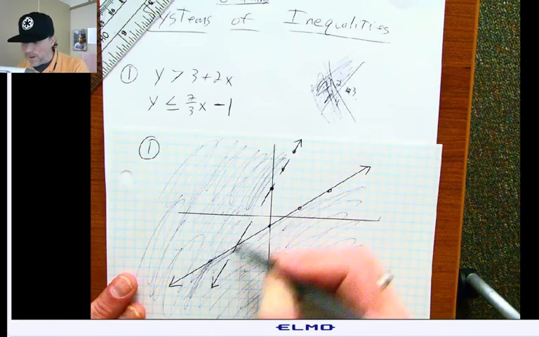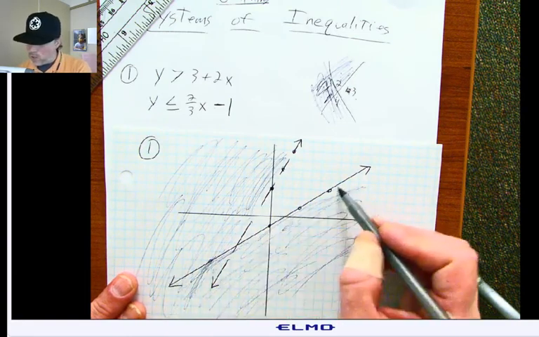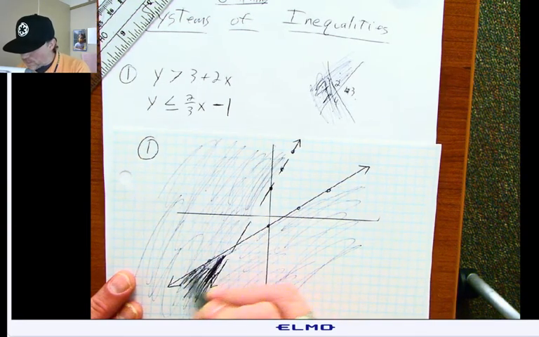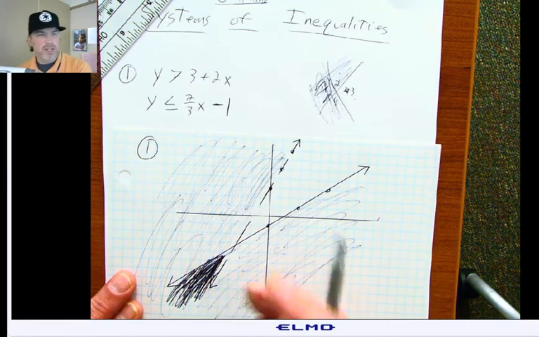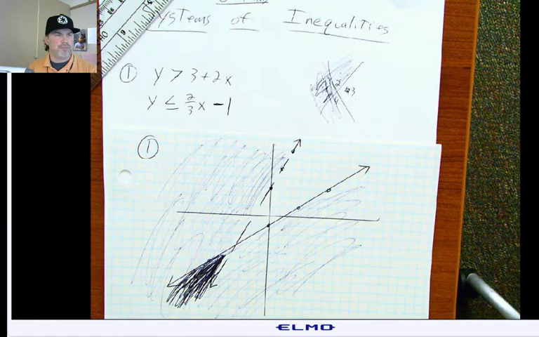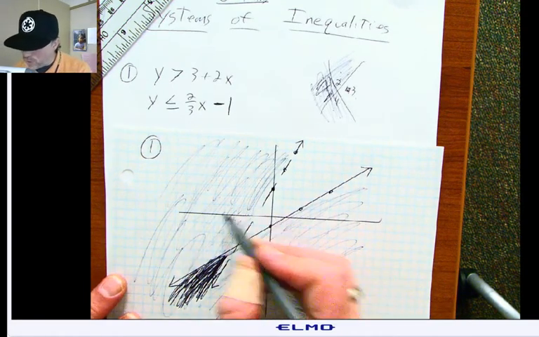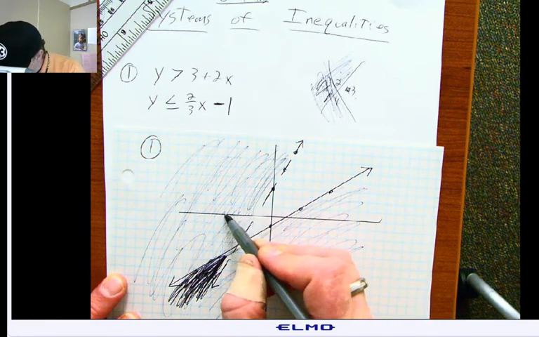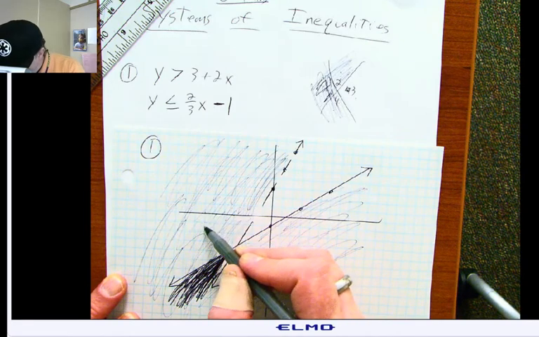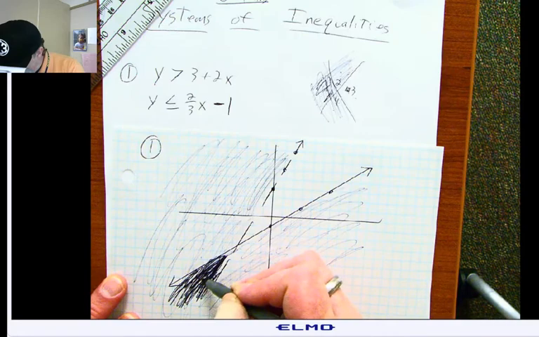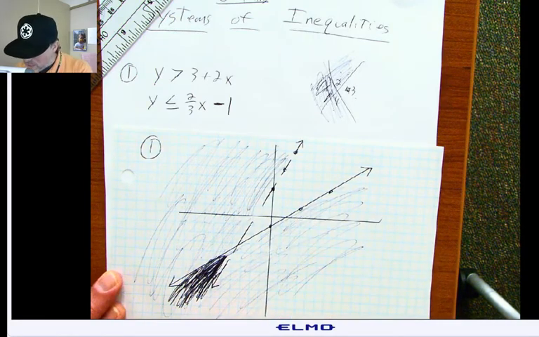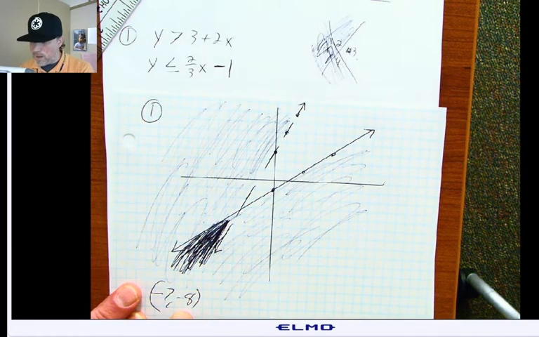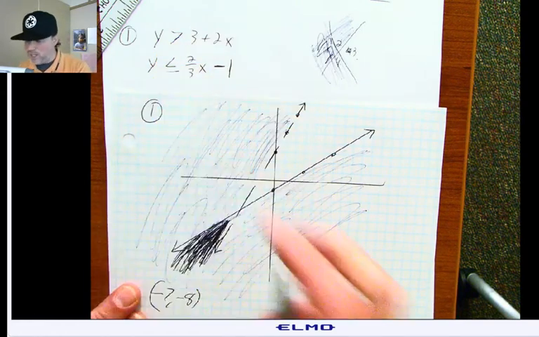So on one hand, I'm above this line, and I'm below this line on the other hand, and this area right here is where the shading was overlapping. So that is my solution area. And what does the solution area mean? That means that if I took a coordinate in the solution area, such as -7, -8, it is in the shading region, which means this coordinate will get me a true statement if I plug it into either equation.